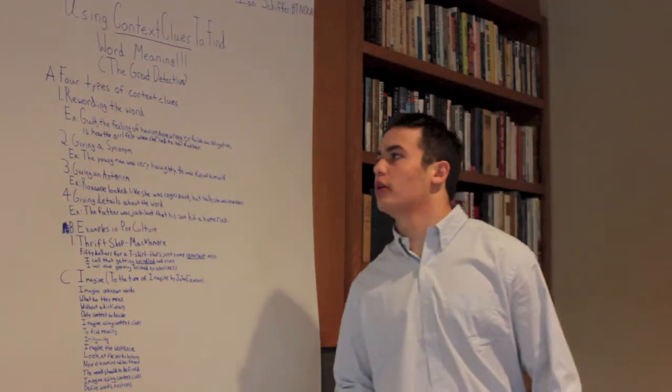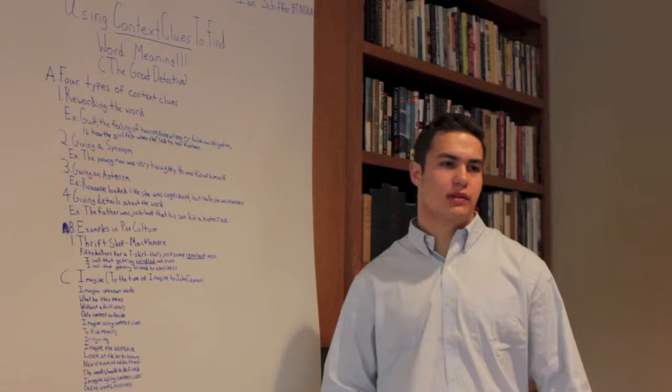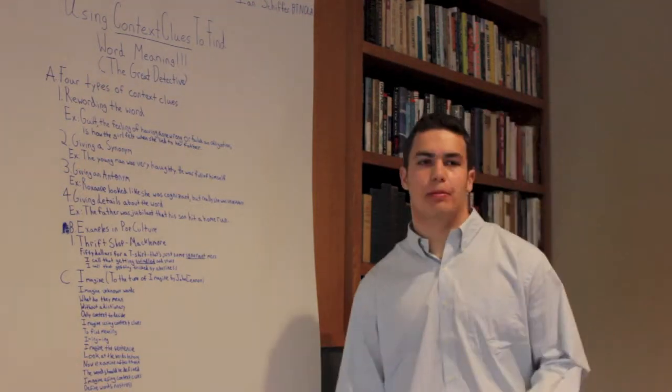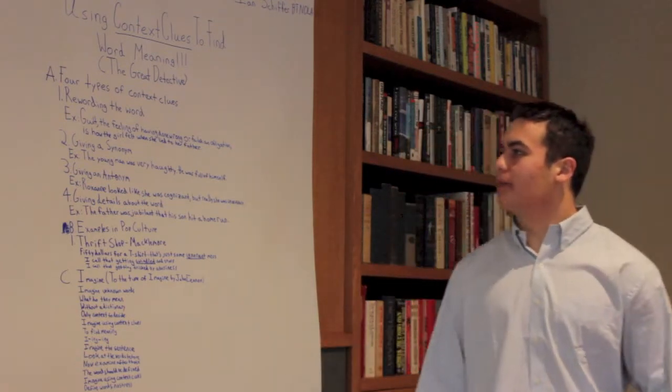1, you can reword the word. 2, give a synonym. 3, give an antonym. 4, give details about the word. These are the ways that authors kind of hide what a word means and help you go find it. So the first one, an example, would be guilt.